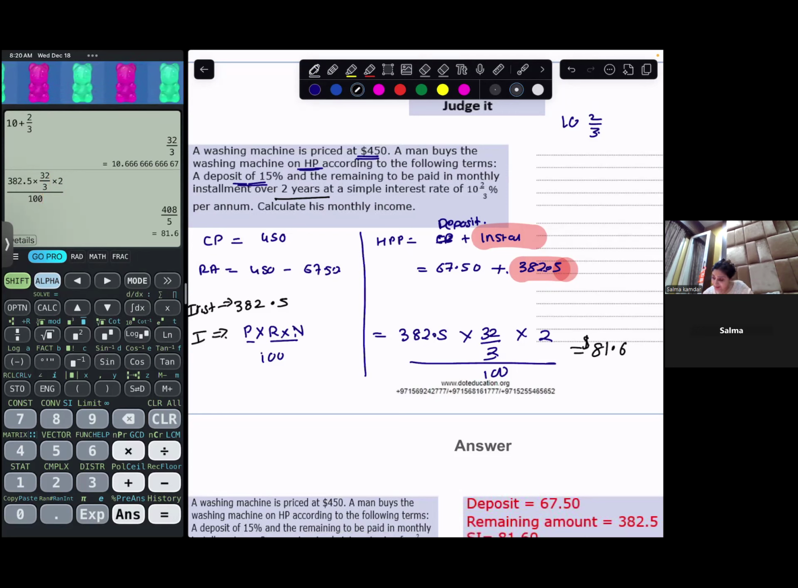So let's read the question again. Washing machine is priced at 450. So my cash price was 450. I bought it on hire purchase. The deposit was 15% and the remaining amount was an installment. So the installment would include a portion of my cash price plus a portion of my interest, that is $81.6. Okay. So the total amount of installment would be 382.5 plus 81.6.